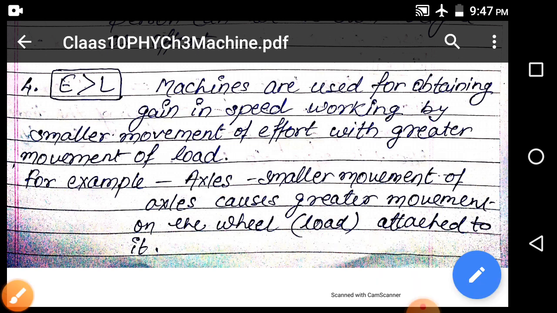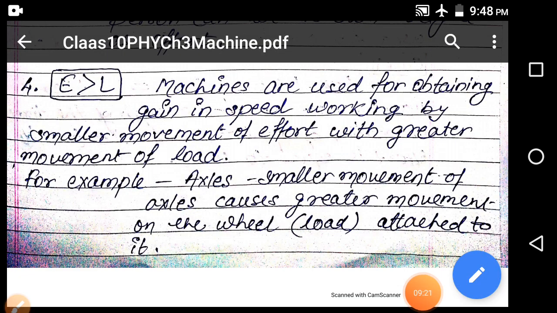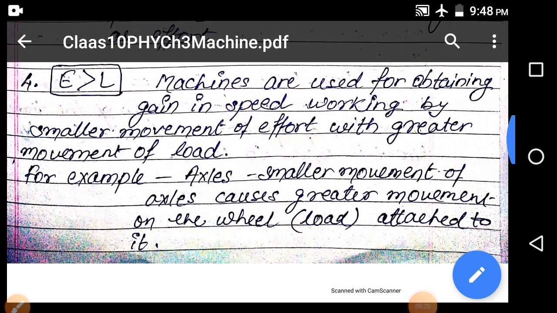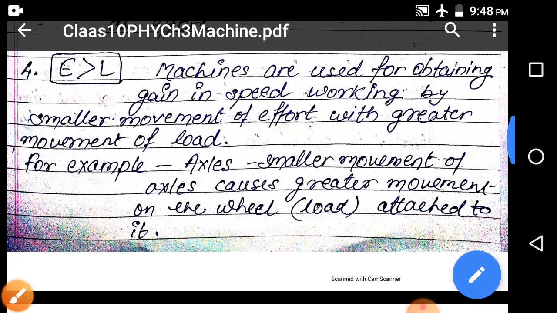Now go to the next point. I hope this one is clear to you. If you think simply, you need to give more effort in order to do a work at a faster rate. And if you want to do the work slowly, then you can give less effort as compared to the load. So these are the four uses of machines of different types.